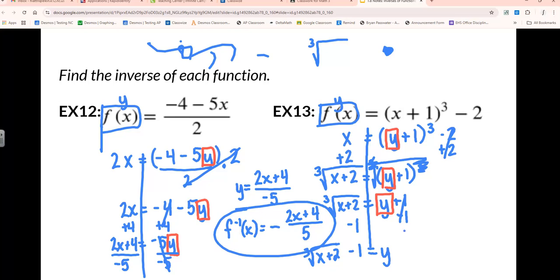Okay, so your final answer will look like this. We'll change our y back to f inverse, and we usually put it on the left side. And then we'll have the cube root of x plus 2 minus 1.